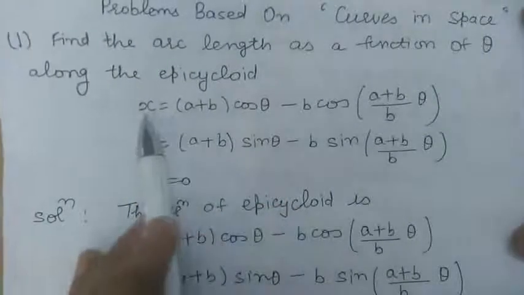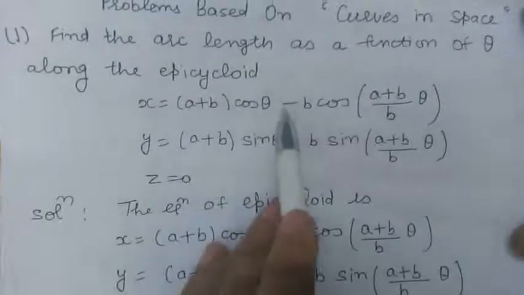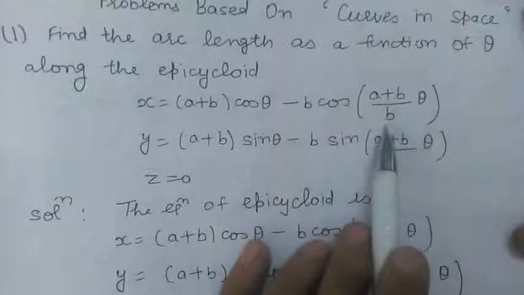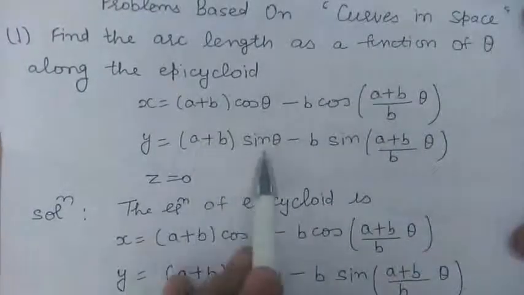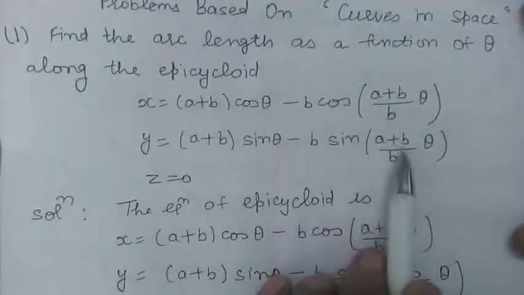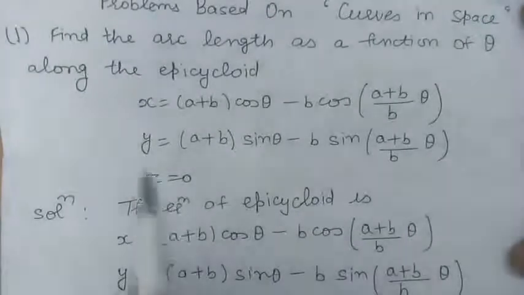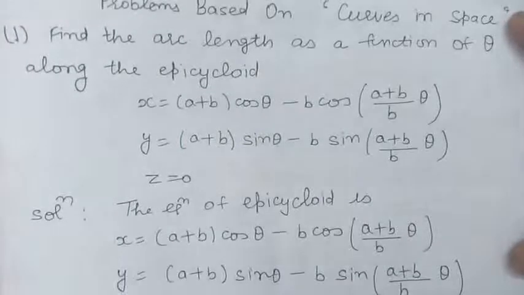given by x is equal to (a plus b) cos theta minus b cos of ((a plus b) theta divided by b). y is (a plus b) sin theta minus b sin of ((a plus b) theta divided by b), and z is 0. So these three are the coordinates of the point on the epicycloid, and we have to find the arc length as a function of theta.